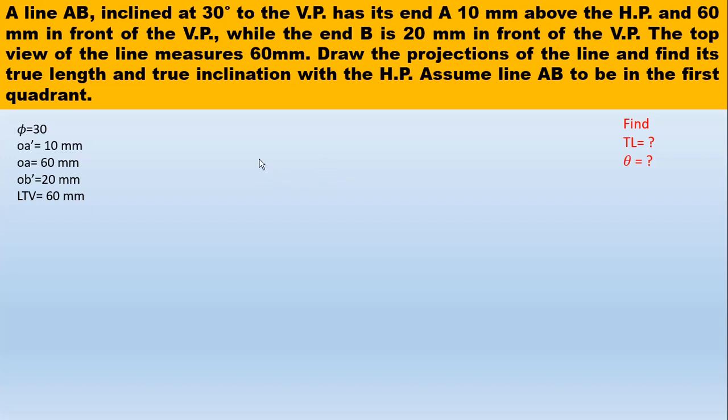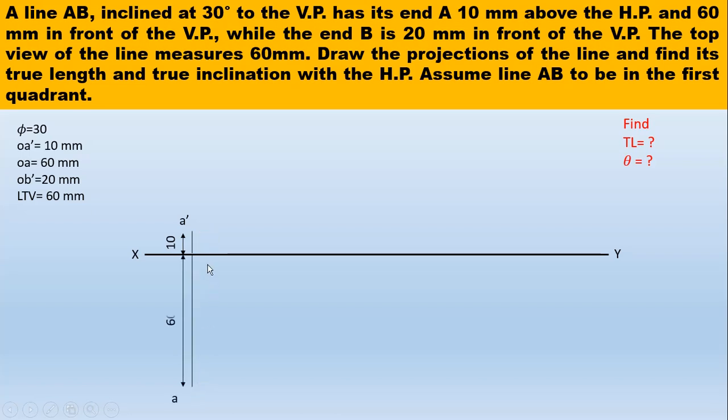Let's first of all take the reference plane XY. Position of A is given, 10 mm above HP, 60 mm in front of VP. So for the front view, XY is our HP, 10 mm above HP and 60 mm in front of VP. So point A is located. Whenever you start the problem, your first task should be locating one of the ends of the line. Okay, next, length of top view is given.